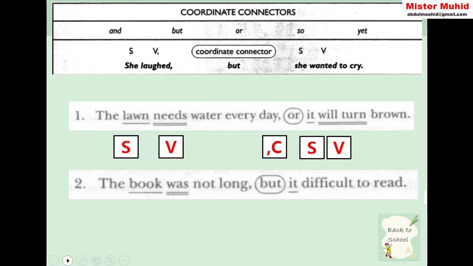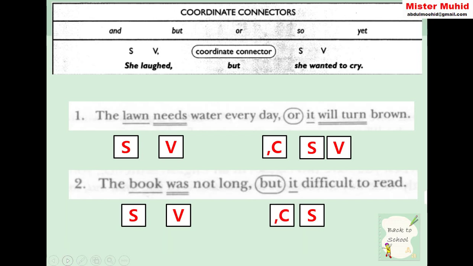And number 2, the book was not long, but it's difficult to read. Okay, so the subject, can you find? Number 1 is the book, the subject, and the verb is was. Then it, the subject, and then the connector. But unfortunately, this sentence doesn't have any verb. So if you want to say it was, maybe you can use "it was" for the sentence, so the sentence will be correct.